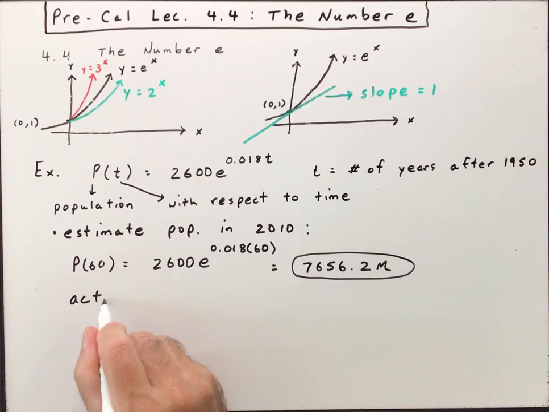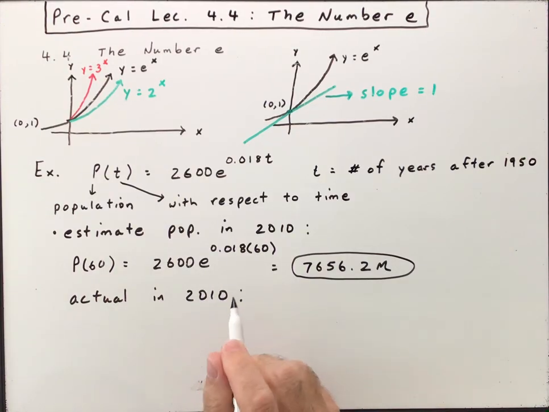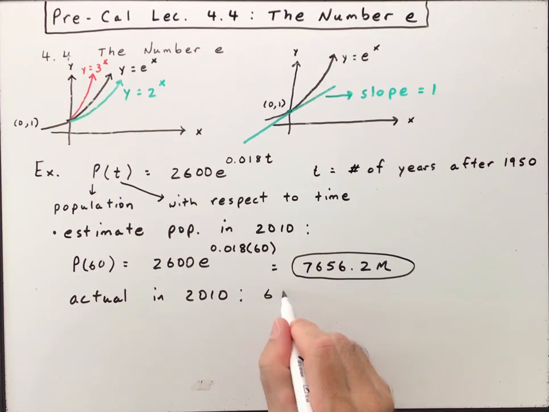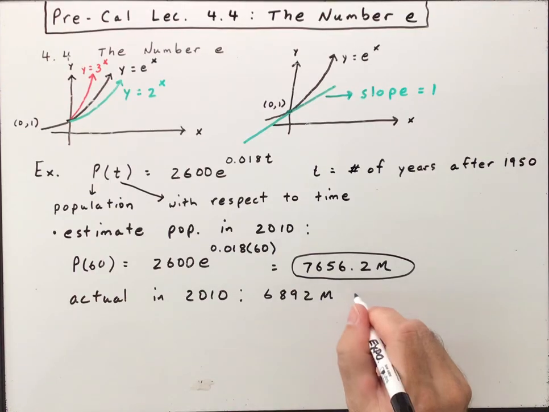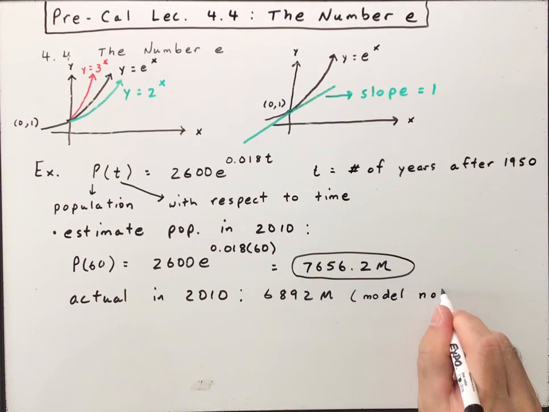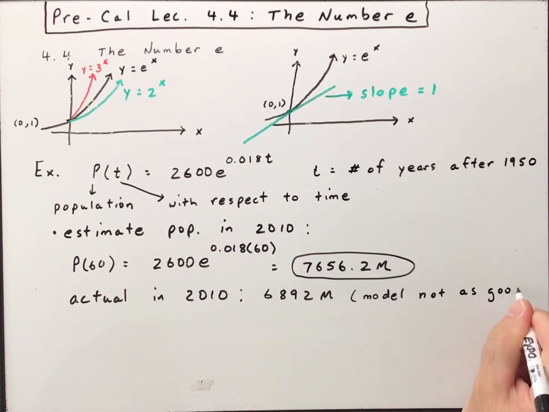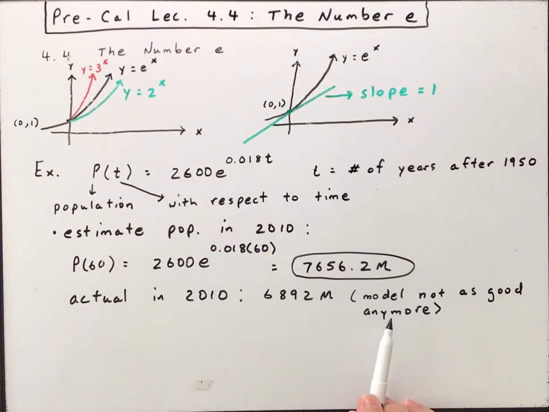The actual population in 2010 was 6,892 million. So 6.89 billion. So the model is not as good. So models have to be adjusted over time. Things change. Demographic tendencies changed between 1990 and 2010, and the world population grew at a slower pace.